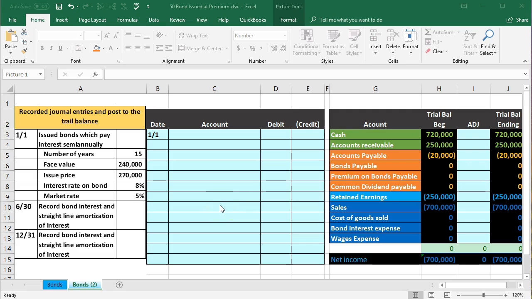In this presentation, we will record the journal entry for the issuance of a bond at a premium.